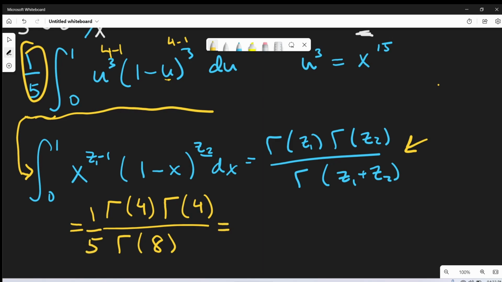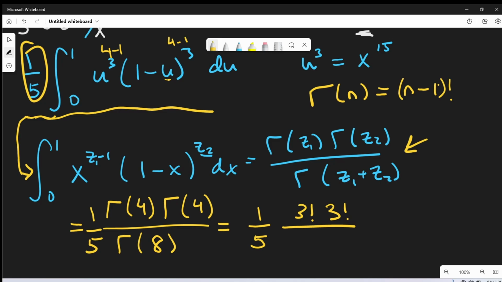So to calculate this, we can just turn this into factorials. We have integer values, so we can just use factorials. We know that if we have the gamma of n, that's going to be the same thing as (n minus 1) factorial. So then let's get this into a fraction. Gamma of 4 is going to be 3 factorial. Gamma of 4 is going to be 3 factorial again. And gamma of 8 is going to be 7 factorial.